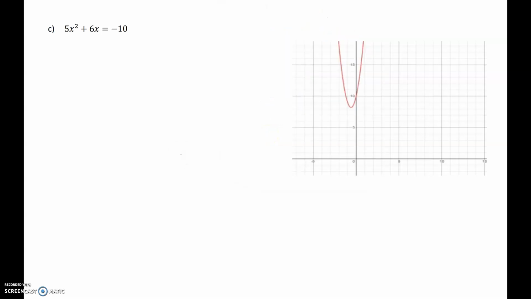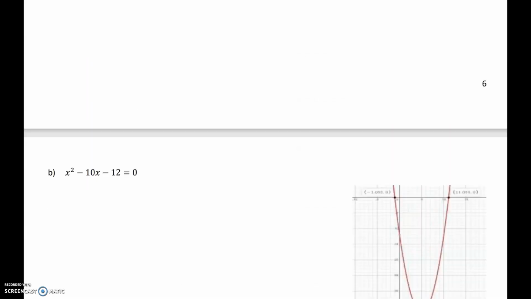Hi class, let's take a look at problem C. Now I provided the sketch of problem C here so we can get an idea of what the graph is going to look like. But before we actually jump into the problem, I wanted us to review the actual cases as we're solving quadratic equations.